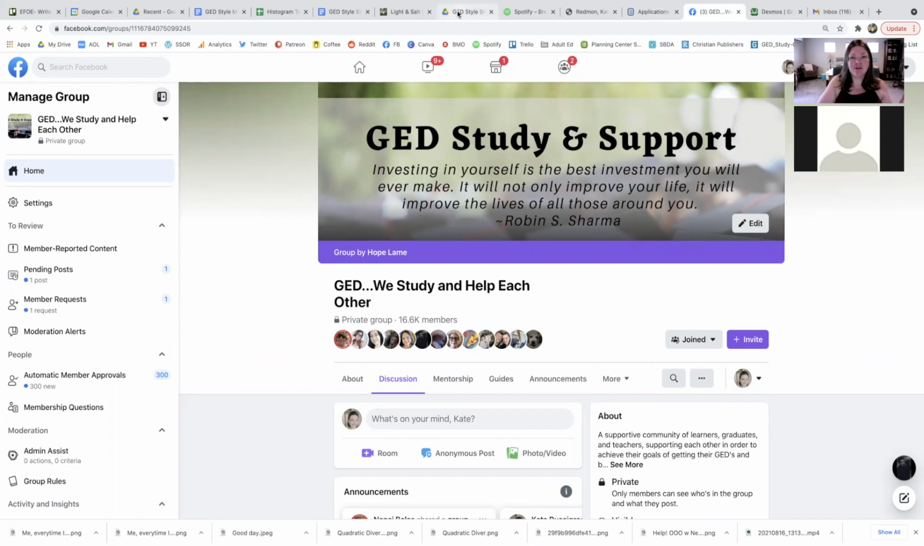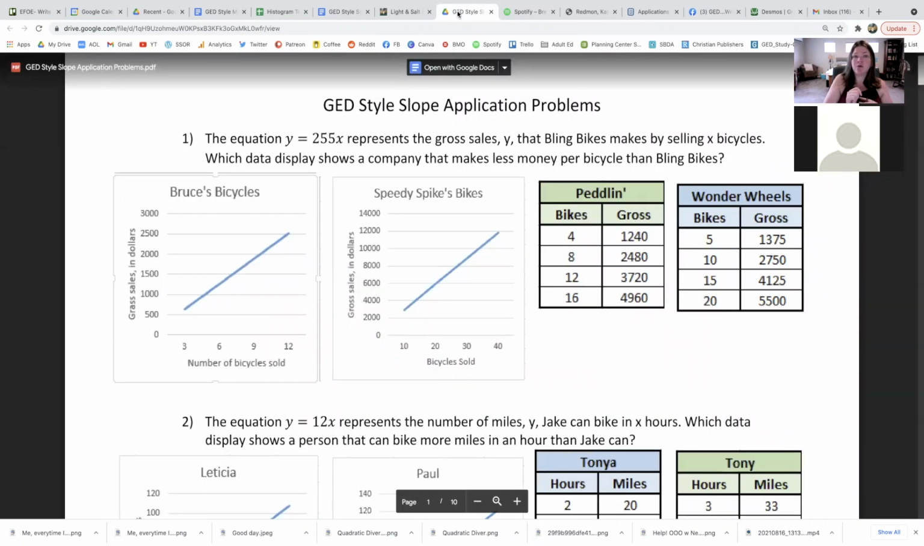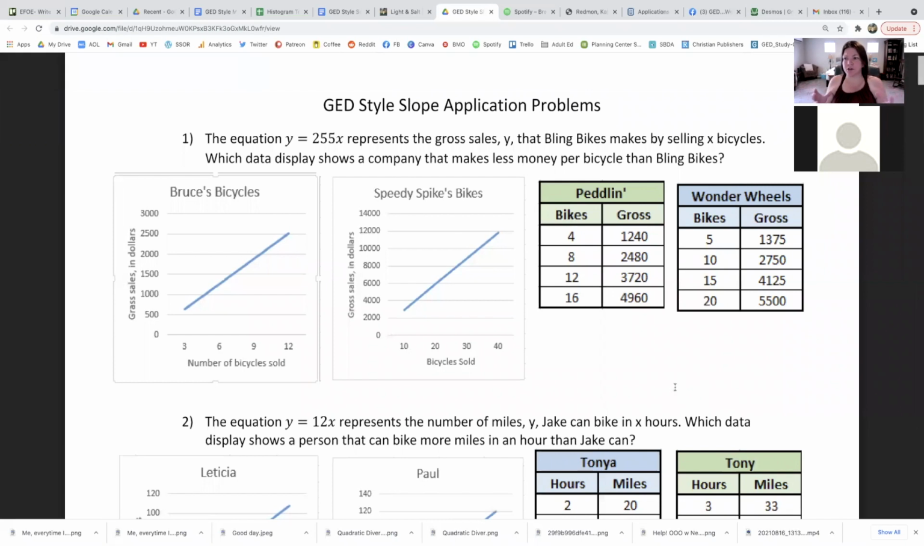Brittany, speaking of, posted that she was really struggling with the GED style slope application problem worksheet that I have up on the crash course. This one is from the slope review lesson. It's meant to be completed after you've already done all 4 of the other slope lessons on the crash course, because these are the very trickiest examples of what you might see on the GED, where we have slope from all different types of information in the same problem. It is challenging. So it's no wonder Brittany was like, wow, this is hard.